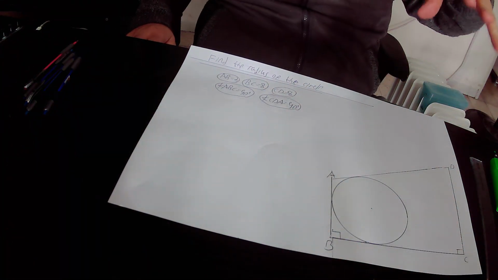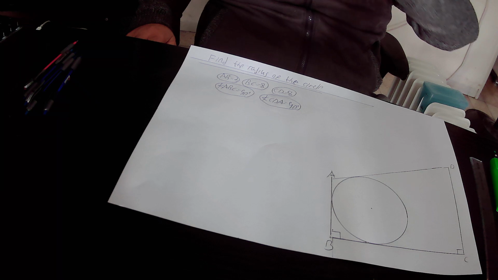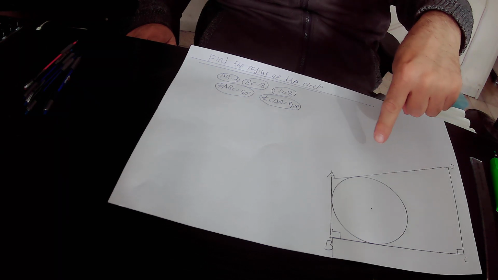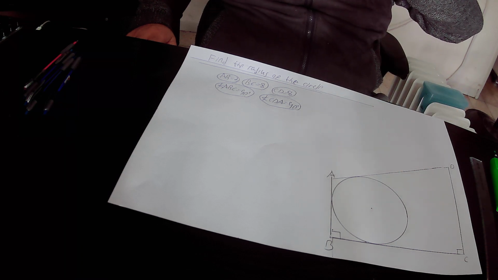Hello, in this lecture we'll find out the radius of a circle. In the drawing we have quadrilateral ABCD. Inside this quadrilateral we have this circle.